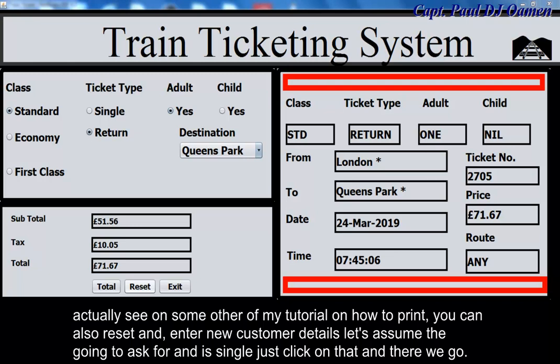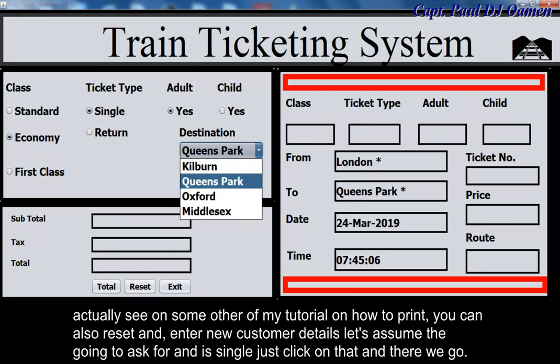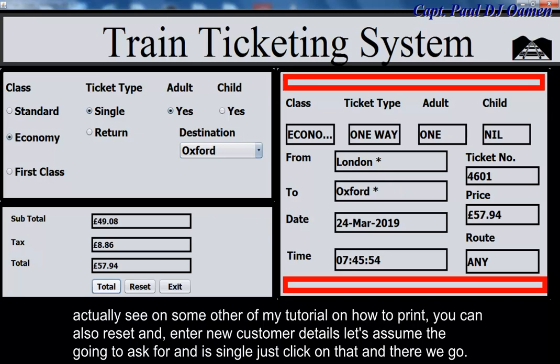You can also reset and enter new customers details. Let's assume they're going to Oxford and it's single. Just click on that and there we go.